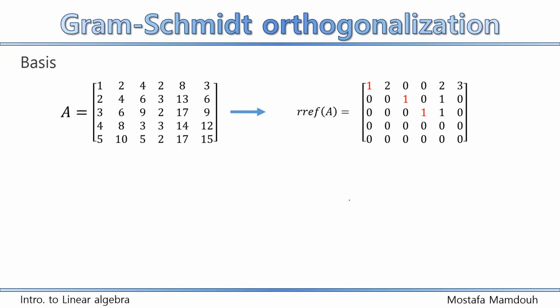and we want to get the basis for the column space of that matrix A. The column space of the matrix A is the space that is spanned by the columns of this matrix. The same for the row space, which is the space that is spanned by the rows of this matrix.